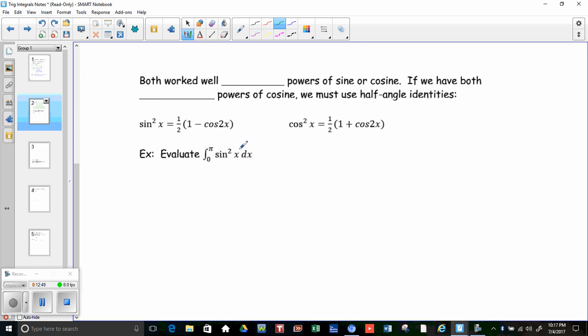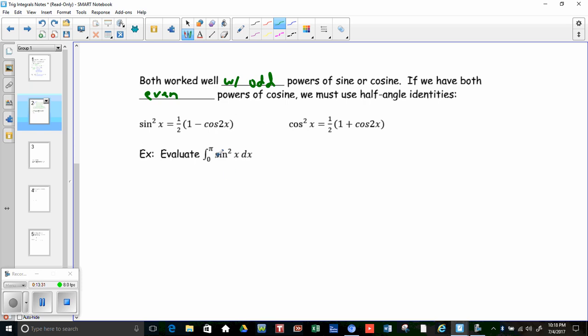So what you should have seen so far is that both of those worked well when we had odd powers of sine or cosine. The problem is if we have even powers of cosine, we have to use half angle identities. So I've given you two of the most common. In Calc 3, you will get to know these extremely well. This is very, very commonly used. So if you don't remember them right now, believe me, after a very short amount of time, you will.